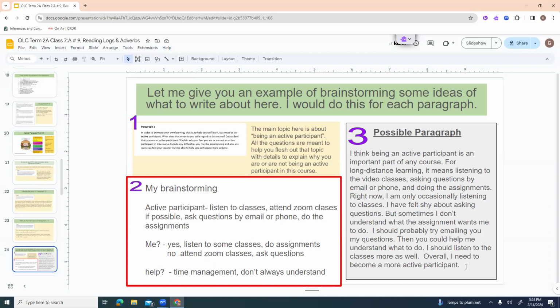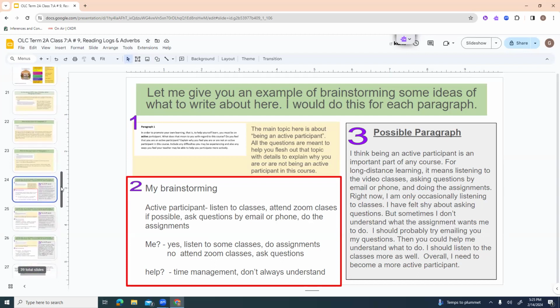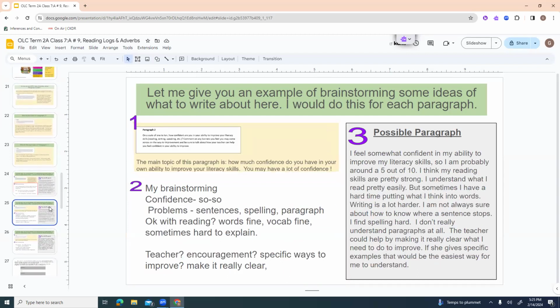So you can see I started with my opening sentence that I think being active is important. I gave some details as to how and whether I'm doing it. And then I closed with, overall, I need to be a more active participant. Now, if I wasn't sure if I had 5 sentences, look for your periods. 1, 2, 3, 4, 5, 6, 7, 8, and 9. So I've got 9 in that paragraph. So I've got plenty. I could even shorten it a little bit, but having more is not a bad thing. It gives you more chances to showcase your ideas.